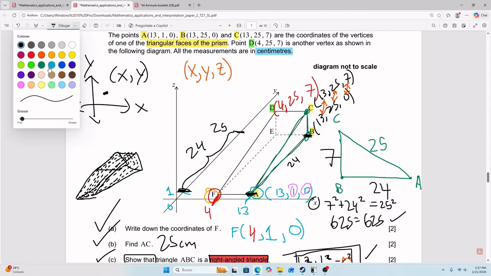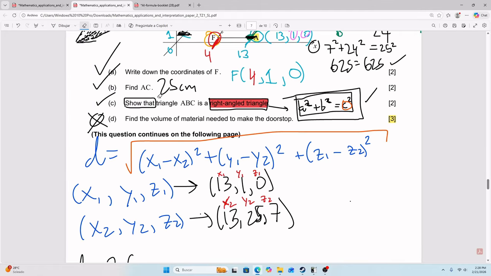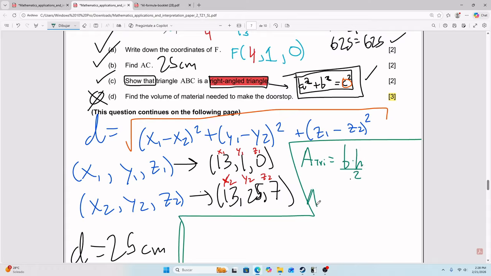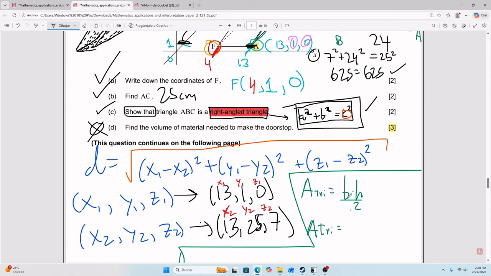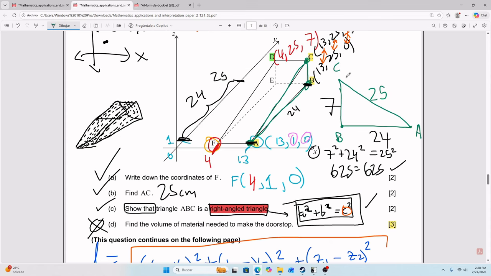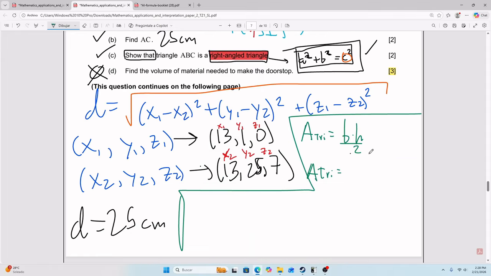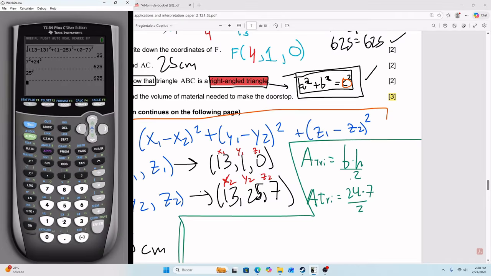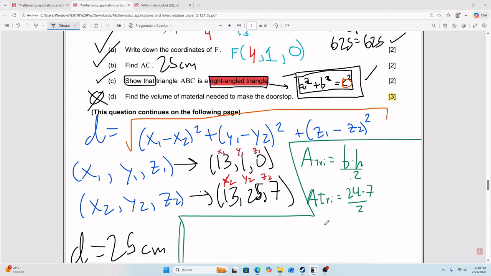And so the area of the triangle in green, I'm gonna make a little bit of space here for part D. Actually, no, we're gonna do it here. So the area of the triangle is base times height divided by 2. And so the area of that triangle, because we've been working with it a lot, is 24 and 7 is the height. So 24 times 7 divided by 2 gives you 84. So the area of the triangle is 84.